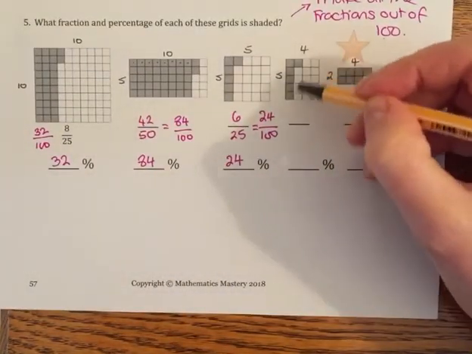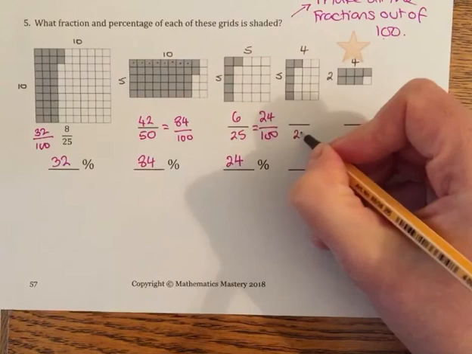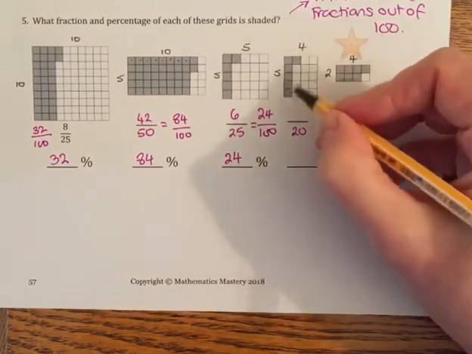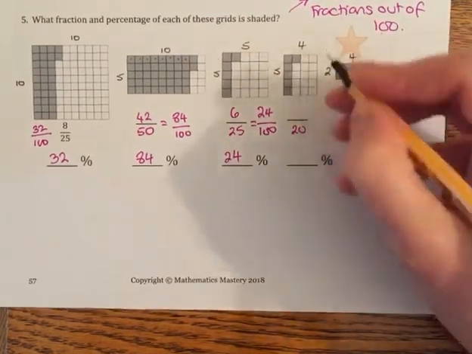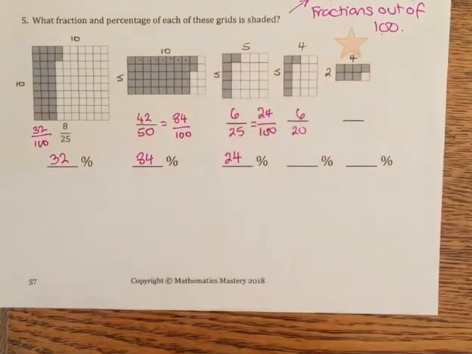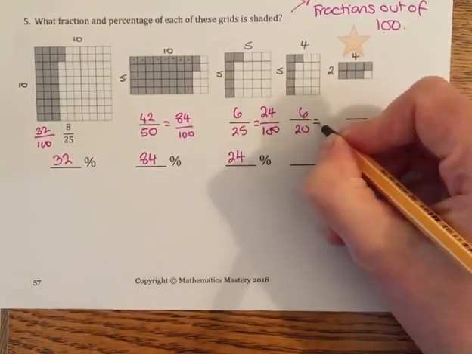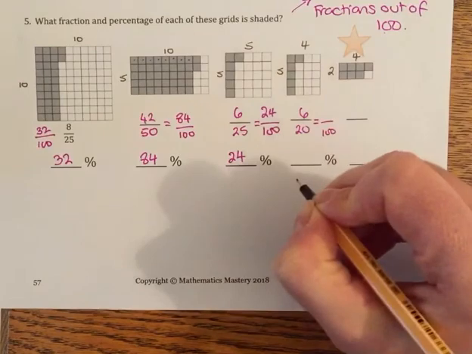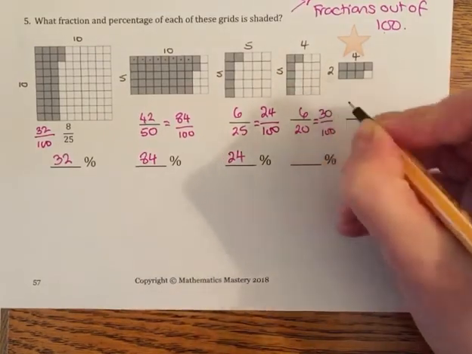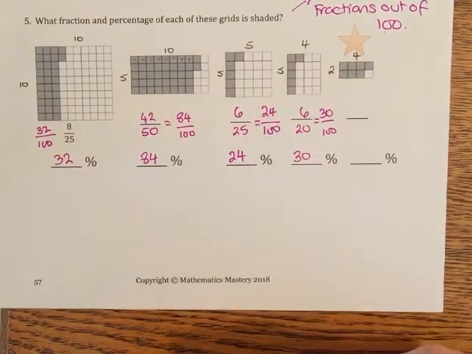This one, I've got 5. So in total, I've got 4 rows of 5. So I've got 20. I've again got 6 filled in. 20 will divide into 100 5 times. 5 sixes are 30. I've got 30%.